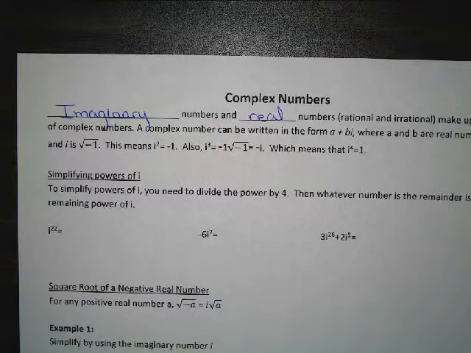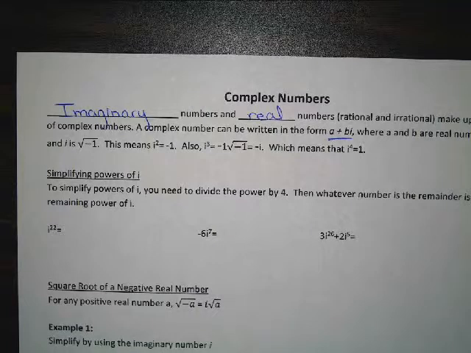In this lesson of notes, we're going to talk about complex numbers. You'll see that the first two blanks are the words imaginary and real. Imaginary numbers and real numbers, which includes the rational and irrational, make up the set of complex numbers. A complex number can be written in the form a plus bi, where a and b are real numbers, and i is the square root of -1. i is the imaginary part.